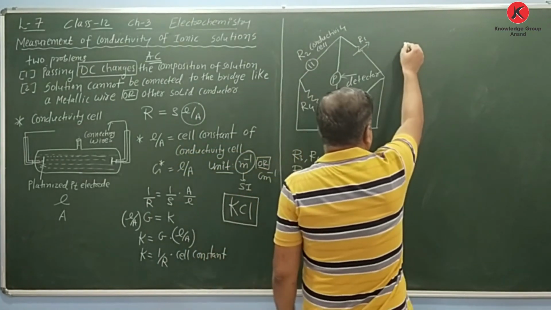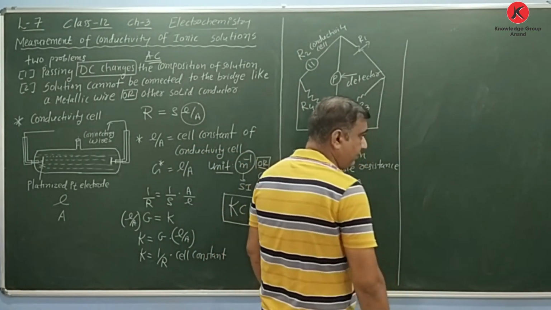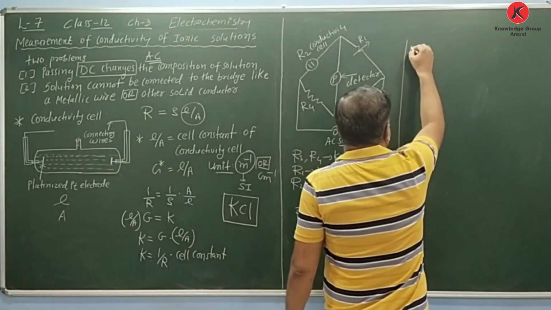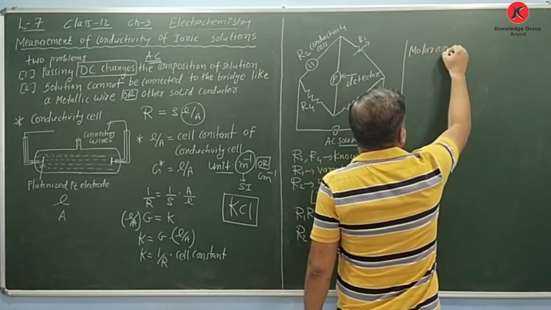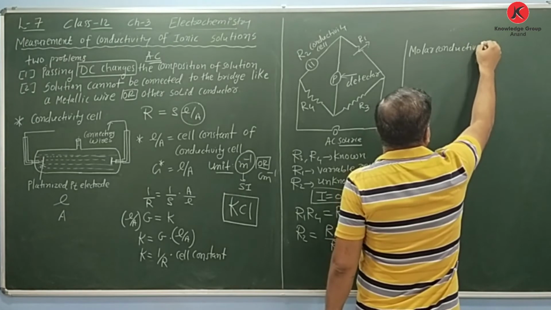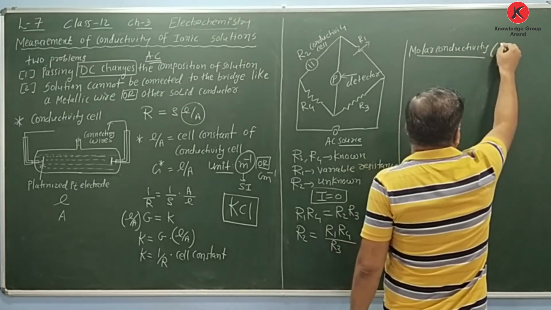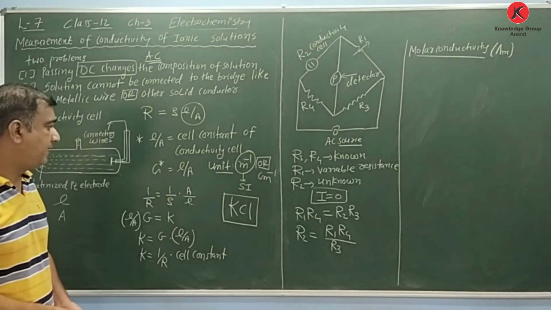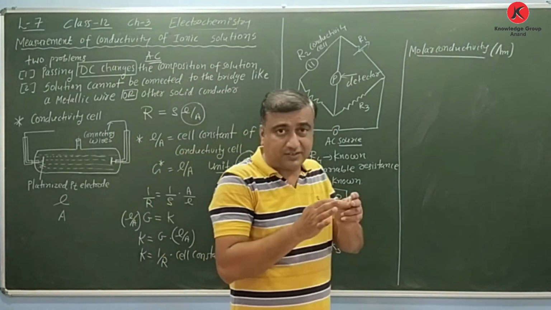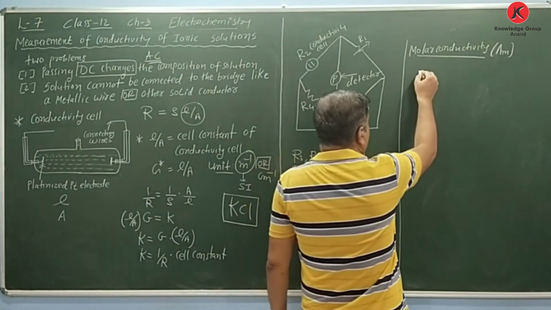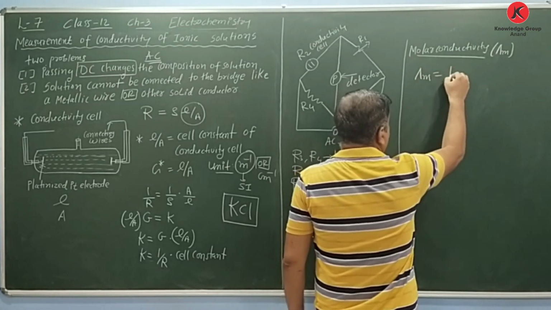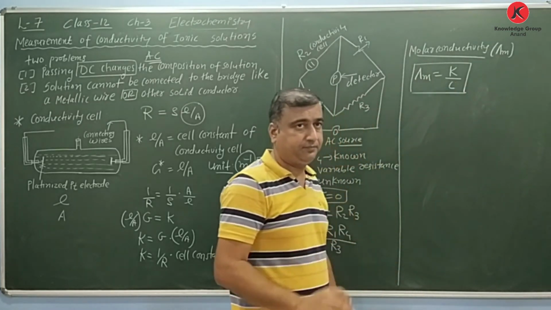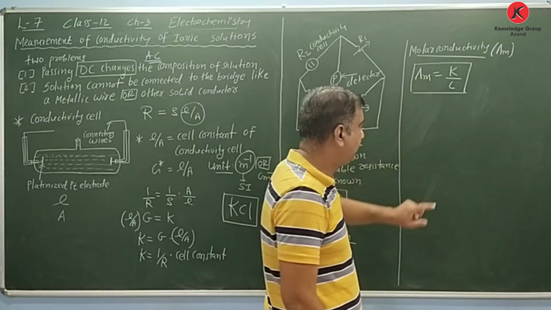Here the new term we are using is known as molar conductivity. Molar conductivity has the symbol lambda m. Now, how is it related with the concentration? It is defined as K divided by C. This is by definition molar conductivity.